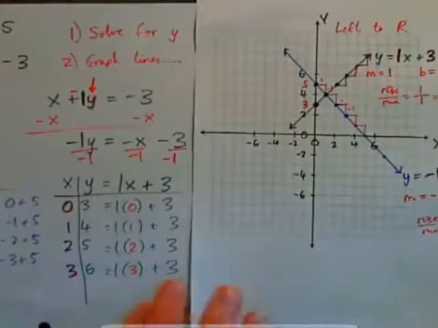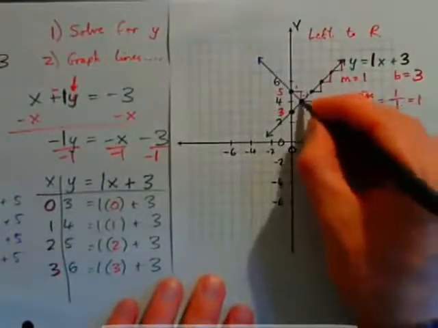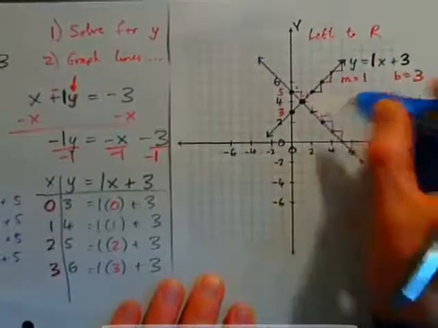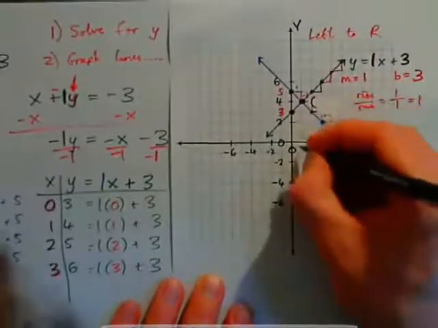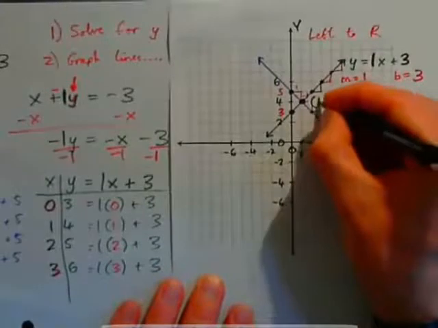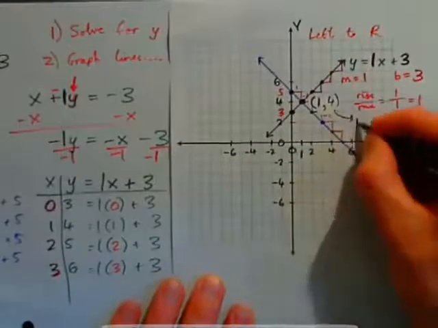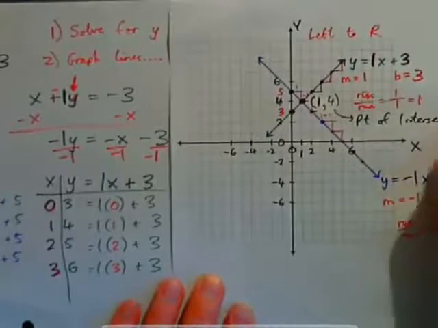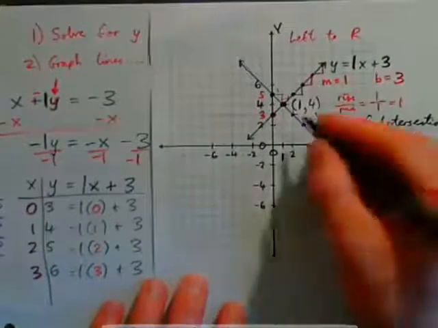Now find the point of intersection. Press pause and find the point of intersection. You should have found that it is this point. Now, what is that point? Every point is x, y. And this point is turning out to be x is 1, isn't it? X is 1, and y is 4. So 1, 4, that's my point of intersection. And I'm going to check that for both lines. Check the point of intersection, 1, 4, for both lines.